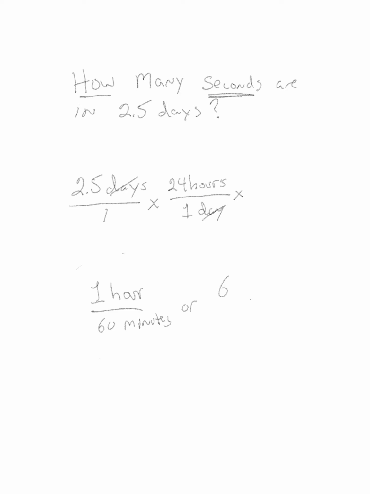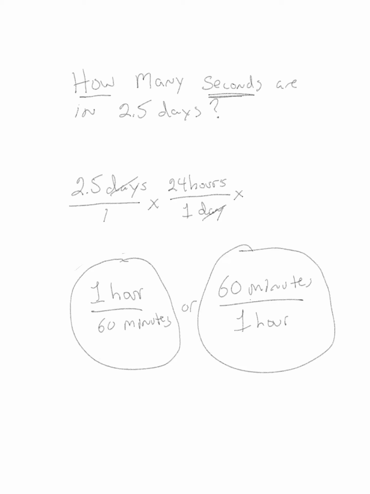Or I could use another one, 60 minutes over 1 hour. Which one of these can I multiply times 24 hours over 1 to cancel out the hours? If I look at the one on the left, I'd have hours times hours, so it's not going to cancel out my hours. But this one over here, 60 minutes over 1 hour, if I multiply times this, I'm going to cancel out my hours. So I have 60 minutes over 1 hour. The hours are going to cancel out because it's numerator and denominator.